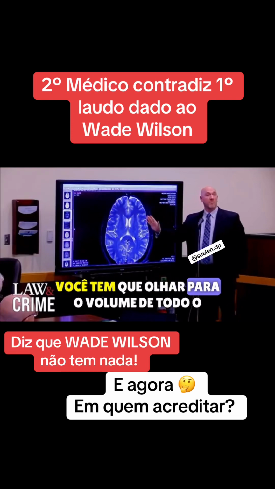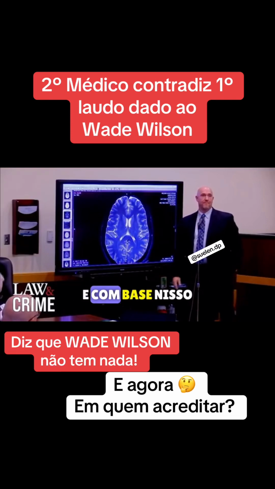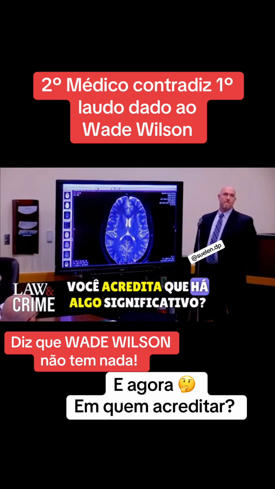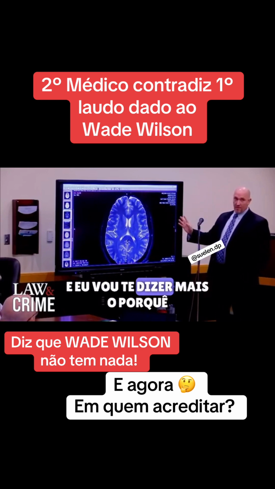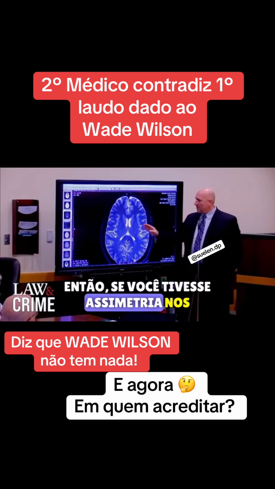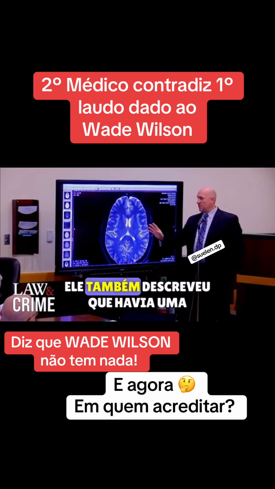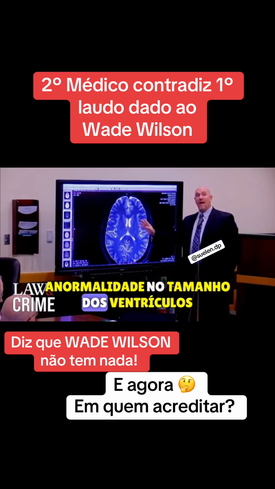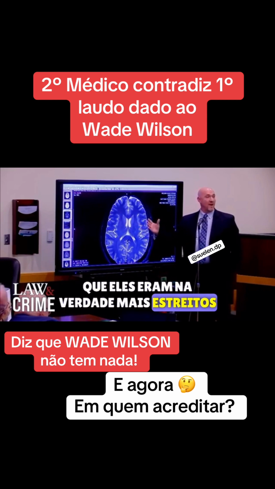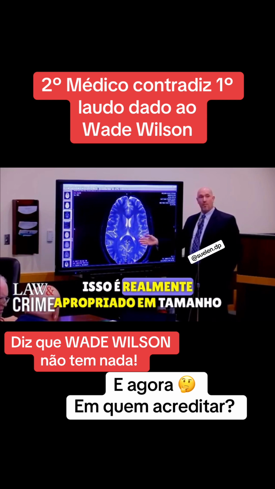You have to look at the volume of the entirety of the ventricle. And so based on that, do you believe there's anything significant? No, and I'll tell you further why. If you had asymmetry in the ventricles, or let's say, for instance, he also described an abnormality in the size of the ventricles, that they were actually more narrow or smaller. They're not. This is actually appropriate in size.